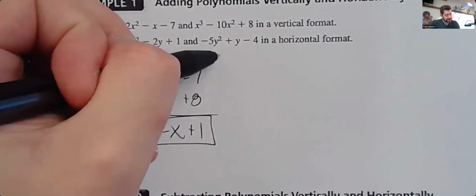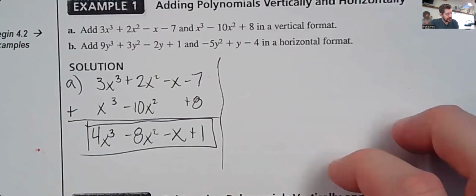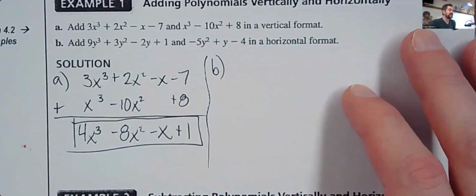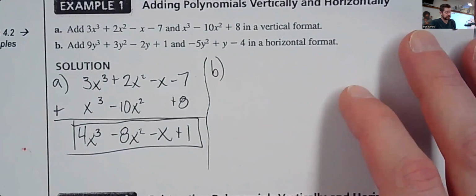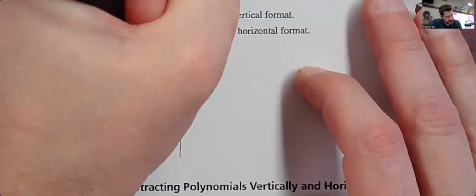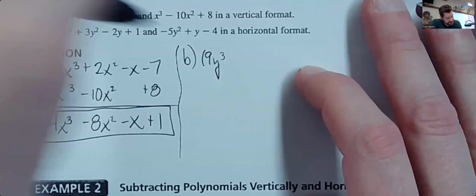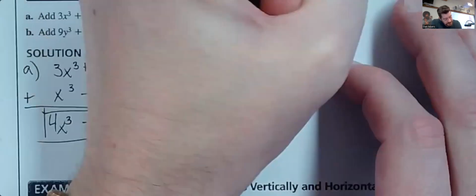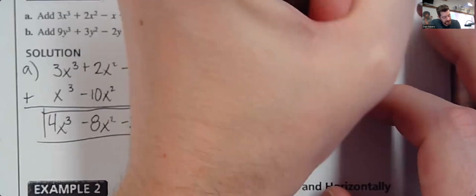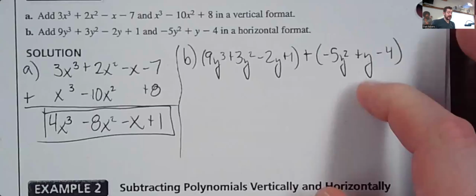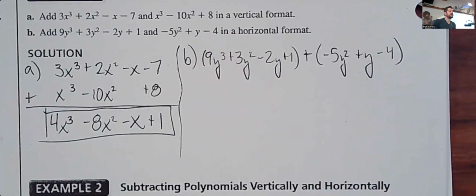Now, the other format is horizontal. And the horizontal format is also something that you've seen before, and it's where you write each polynomial in parentheses and then combine like terms. So the process isn't any different. How it looks is a little bit different. So this first one would be 9y to the power of 3 plus 3y squared minus 2y plus 1 plus, because we're adding these polynomials together, negative 5y squared plus y minus 4. And then you just pick out your like terms and you combine them.